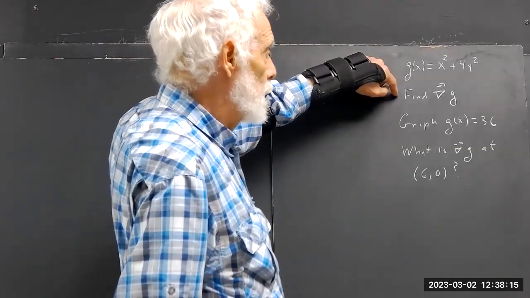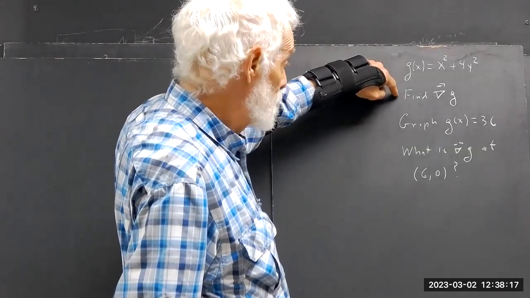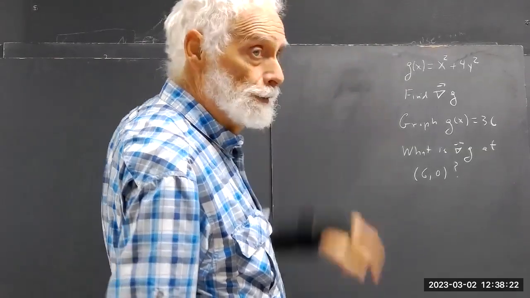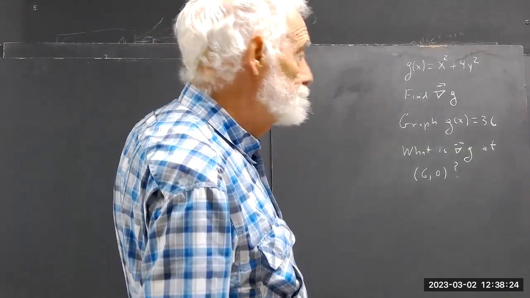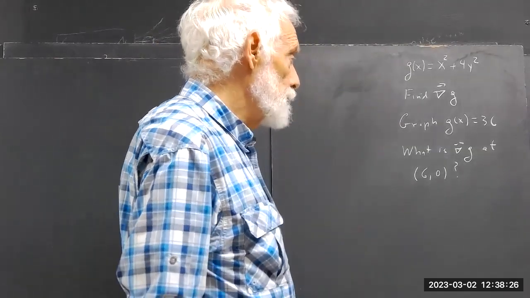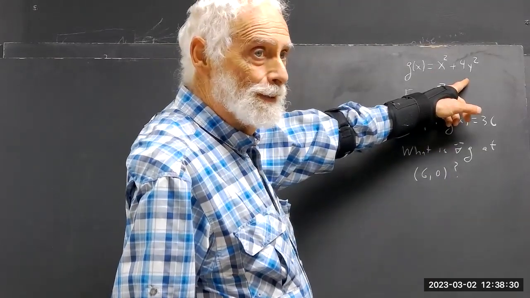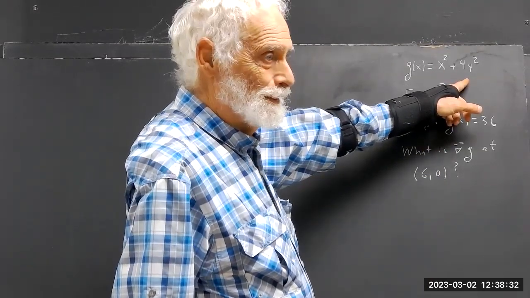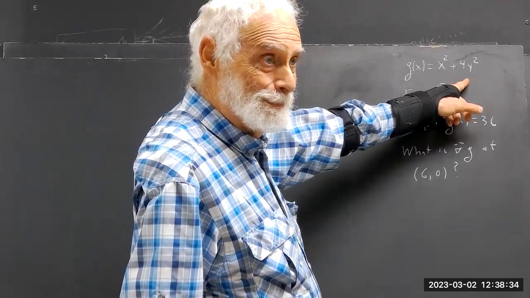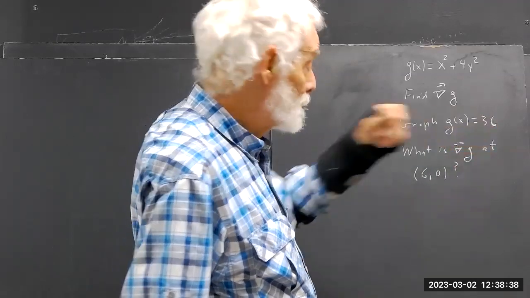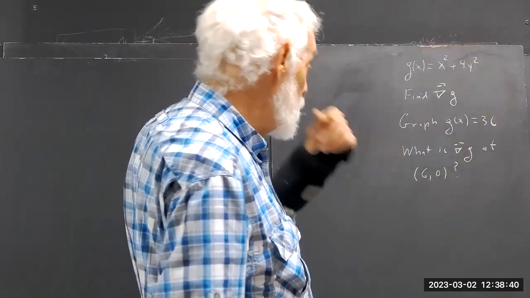At this function, we're finding the gradient. Everybody pretty good on that one? And then graph g of x equals 36. This is pretty clearly the left-hand side of the equation of an ellipse, and this is constant, which it is. If this wasn't constant, we wouldn't have an ellipse.